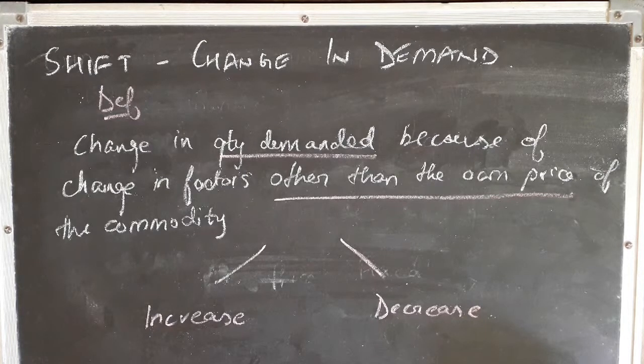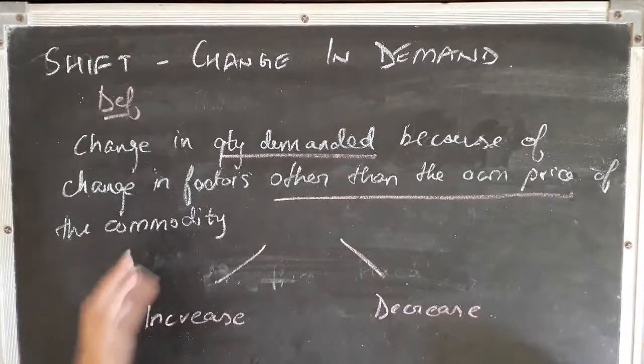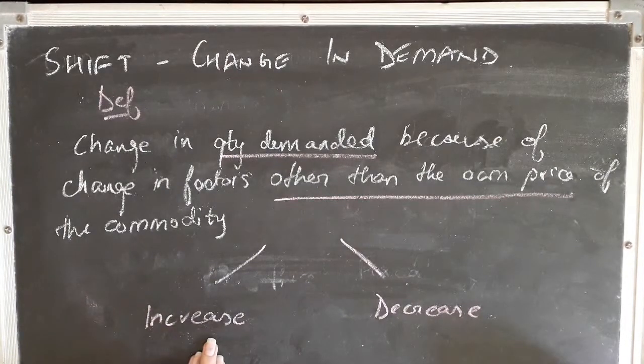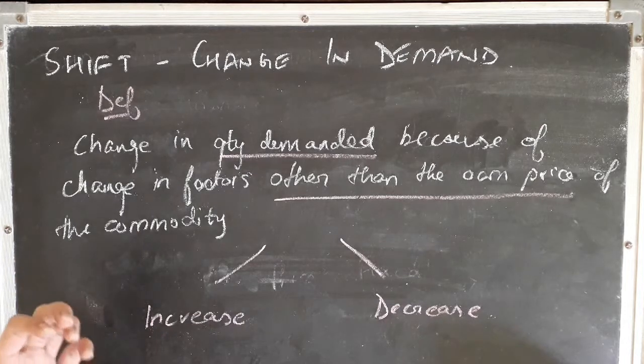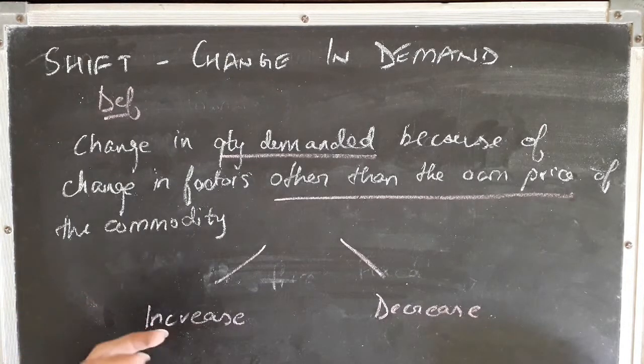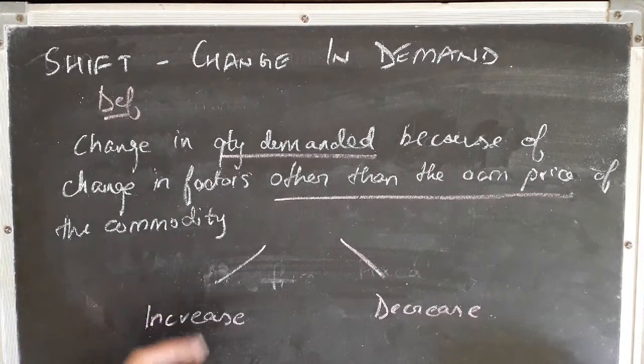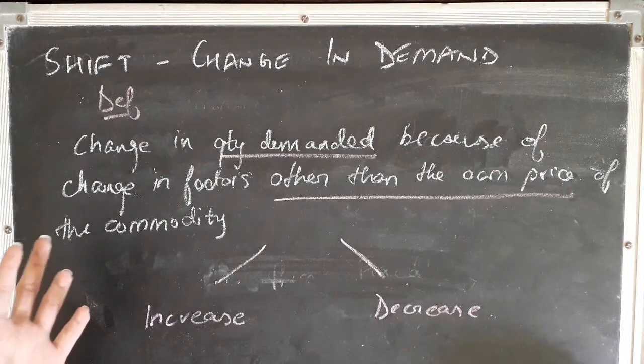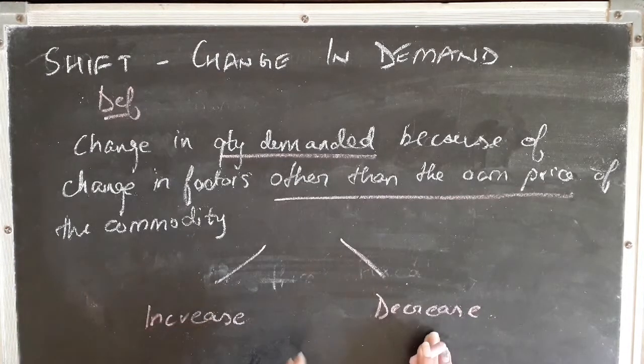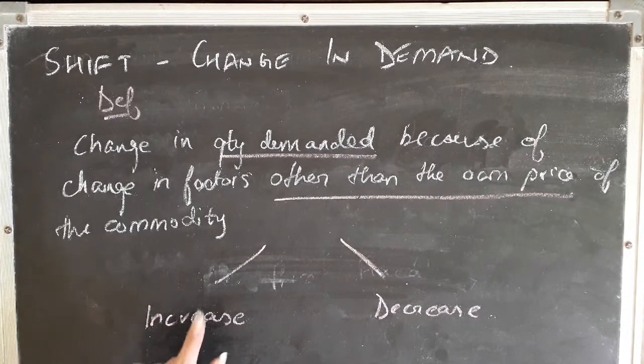Suppose that the income of the consumer increases, and if it is a normal commodity, the quantity demanded of the commodity will increase, right? And similarly, suppose that the population of the country has fallen. Now what will happen? The quantity demanded in the entire economy will fall, right? So there will be a decrease in the quantity demanded. But make sure to keep in mind that the price of the commodity is remaining fixed throughout.